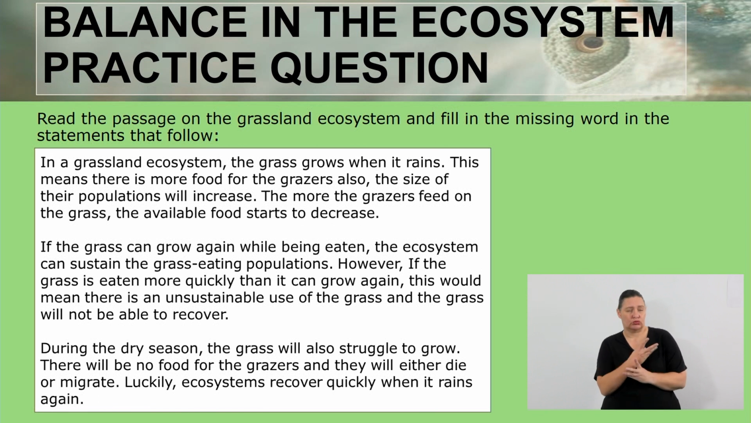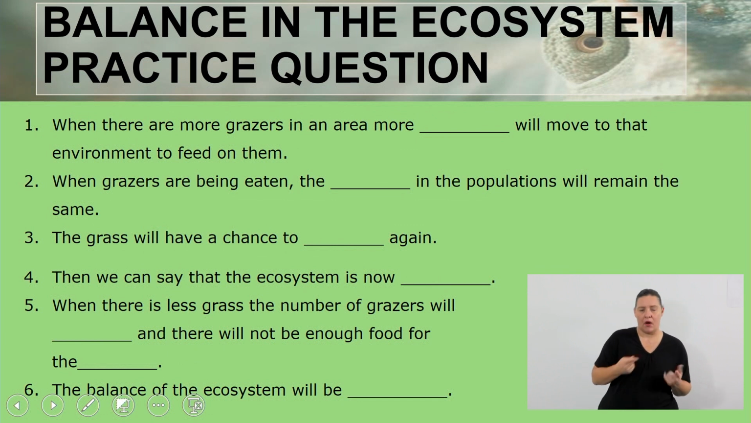During the dry season, the grass will also struggle to grow. There will be no food for grazers, and they will either die or migrate. Luckily, ecosystems recover when it rains again. So that is our text. It's telling us about the grassland ecosystem and how the organisms survive.